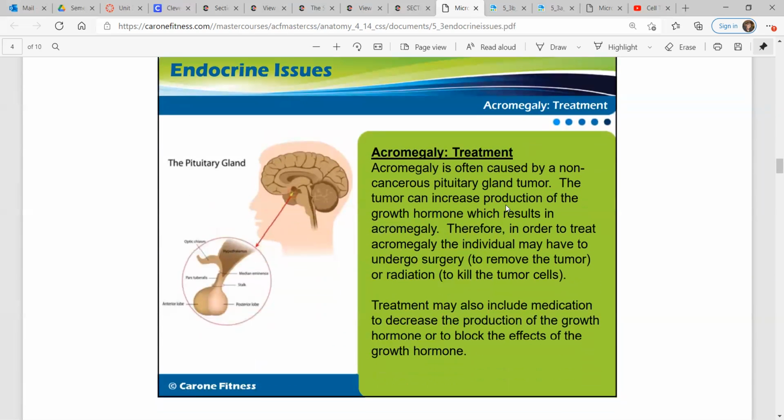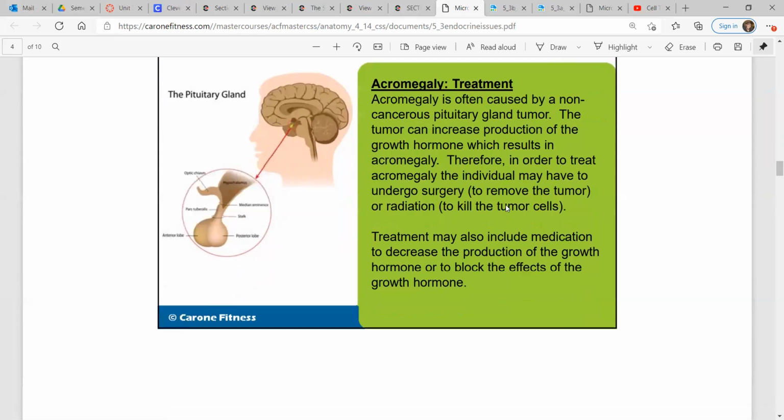How does one treat acromegaly? It's often caused by a non-cancerous pituitary gland tumor. The tumor can increase production of the growth hormone, which results in acromegaly. Therefore, in order to treat this in an individual, they may have to undergo surgery to remove the tumor altogether, or radiation to kill the tumor cells. Treatment may also include medication to decrease the production of the growth hormone or to block the effects of the growth hormone.